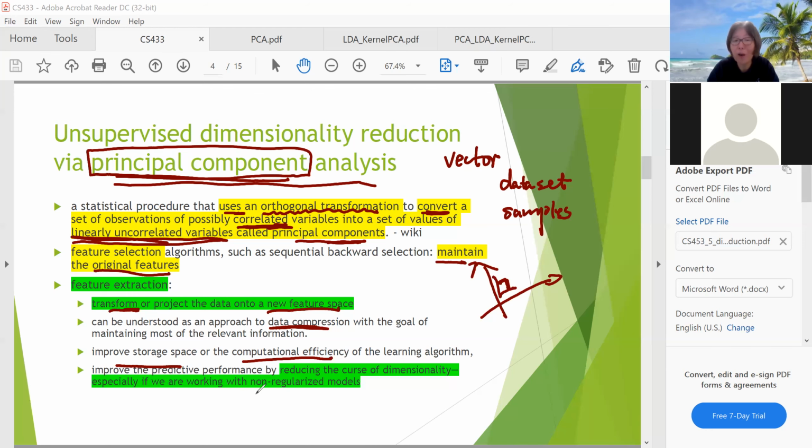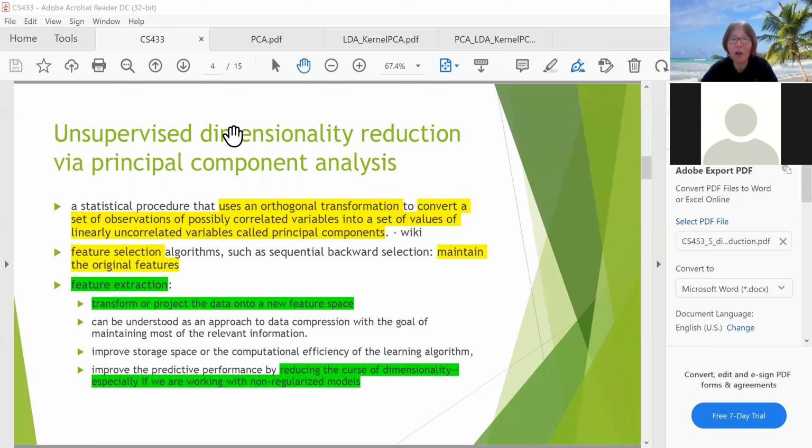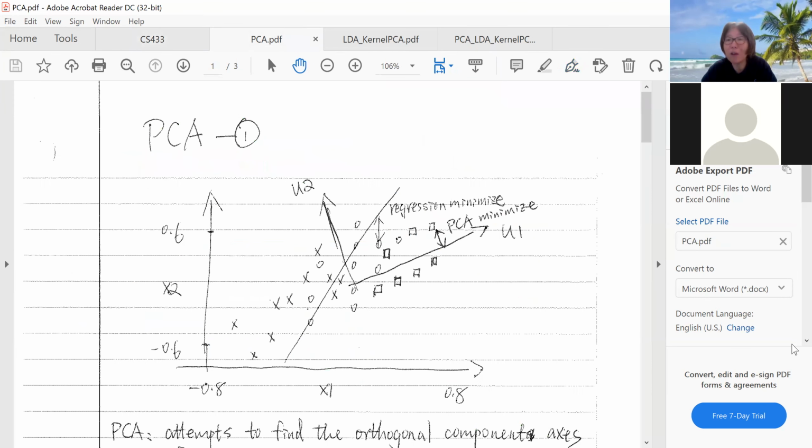Okay, it can also work to reduce the curse of dimensionality. So that's about the general, very general idea. So next, let's take a look at the math background behind the PCA.